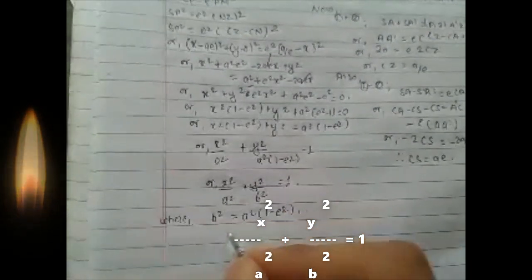We put B square where B square is equal to A square times 1 minus E square, and this gives the equation of the ellipse. So this is important, this is the required equation for the standard ellipse.